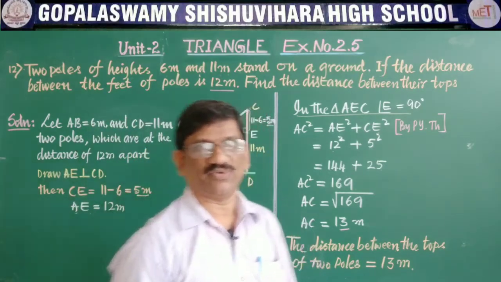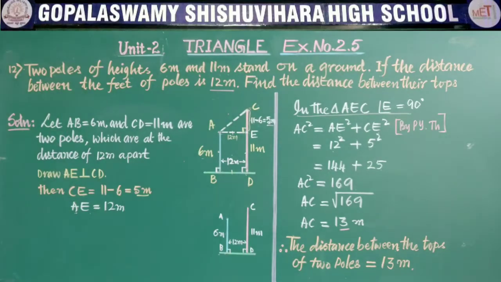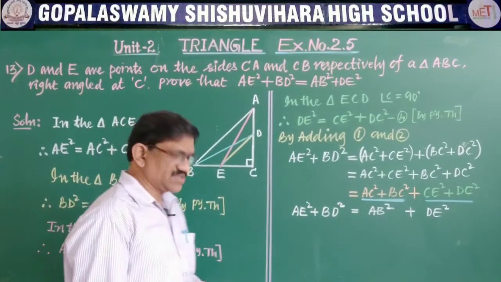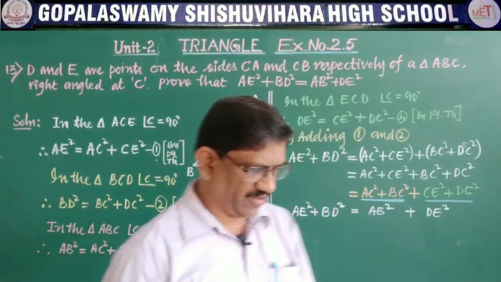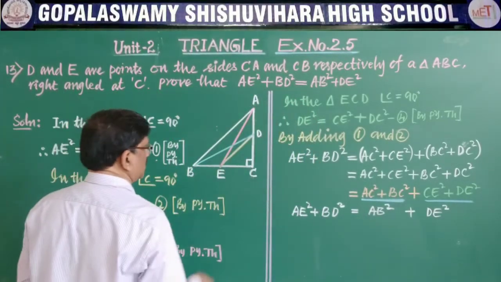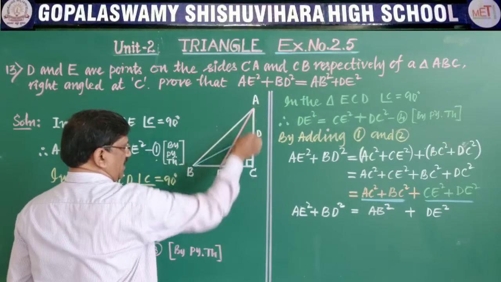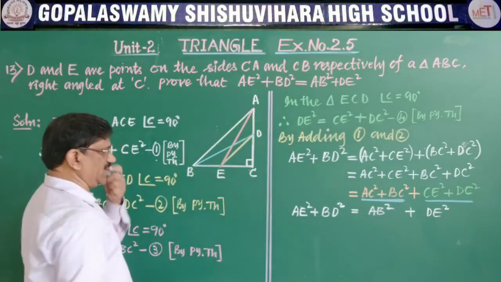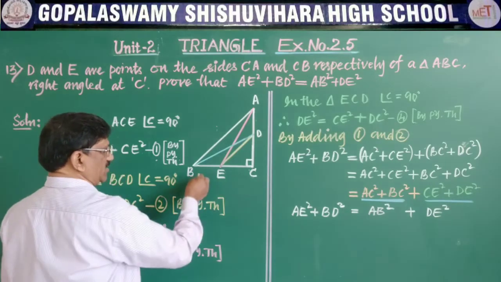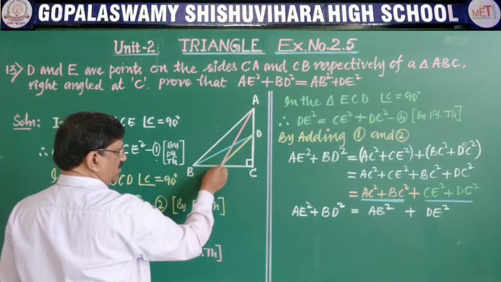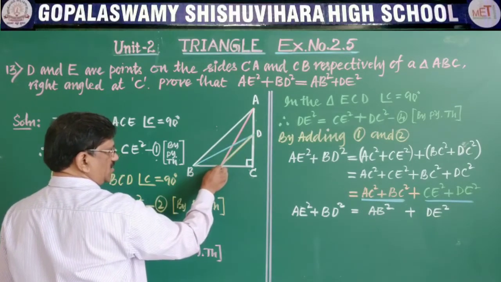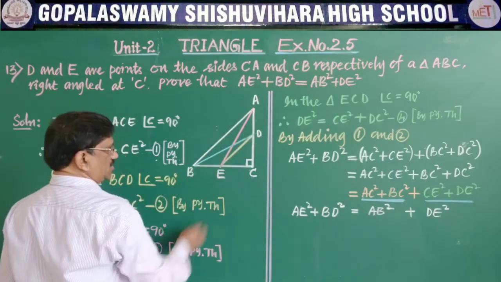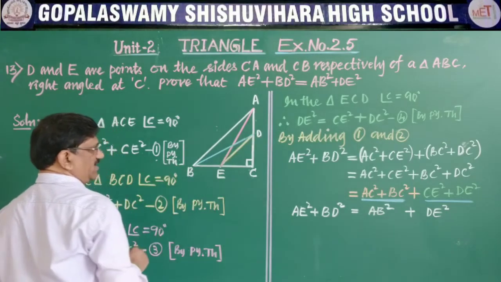Clear, children? Okay, take down, children. So in the 13th sum, children, they have given a figure like this. In the triangle ABC, C is the right angled vertex, and D and E are two points. They have joined AE and BD. Also, they have joined DE.